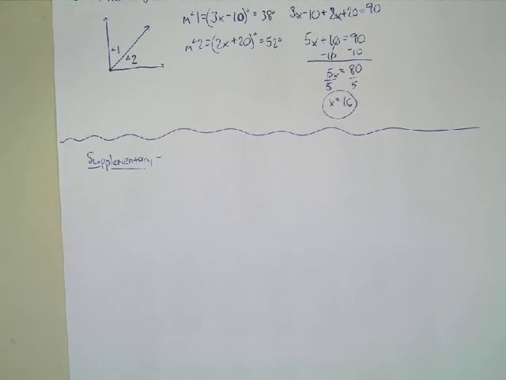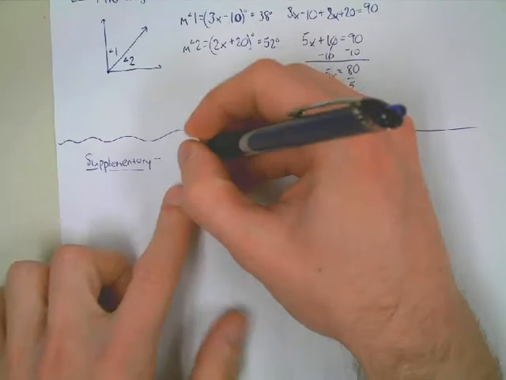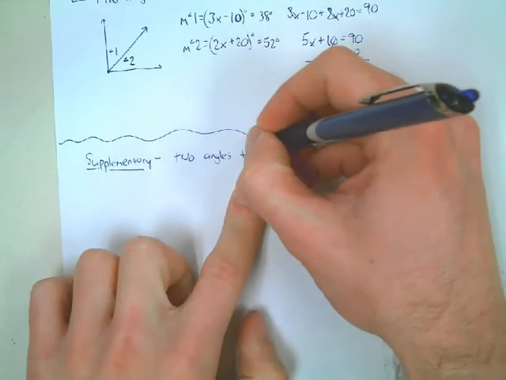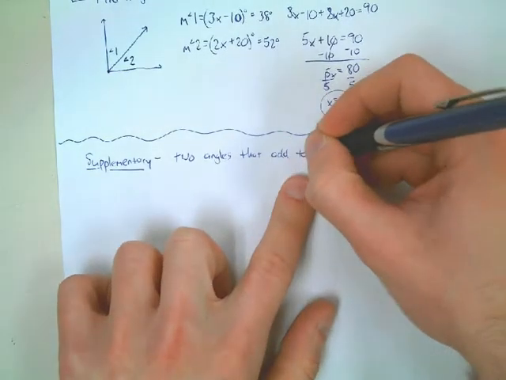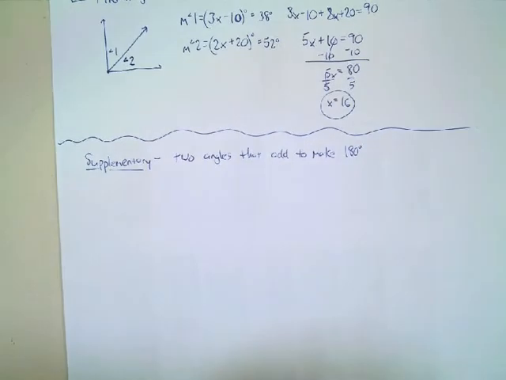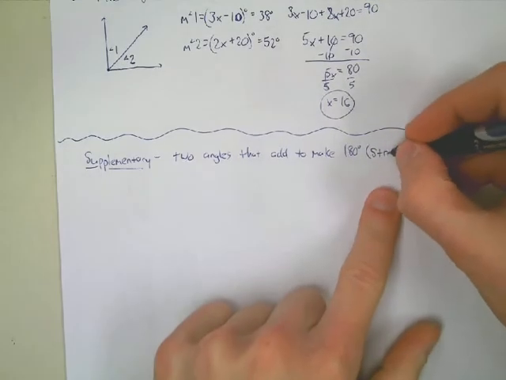Supplementary angles are two angles that add to make 180 degrees. Okay? Another word for a 180 degree angle is a what kind of angle? Straight. Okay, a straight angle.